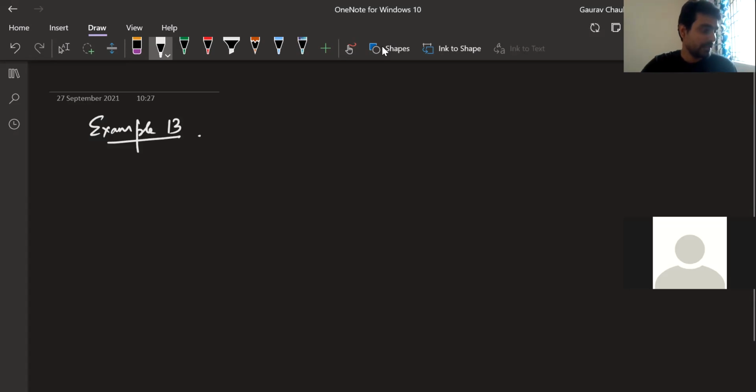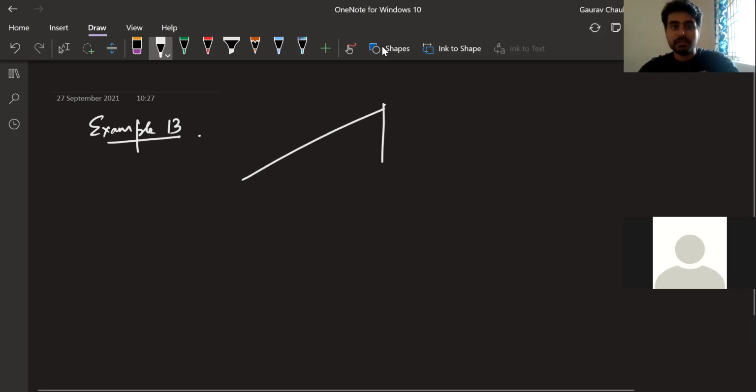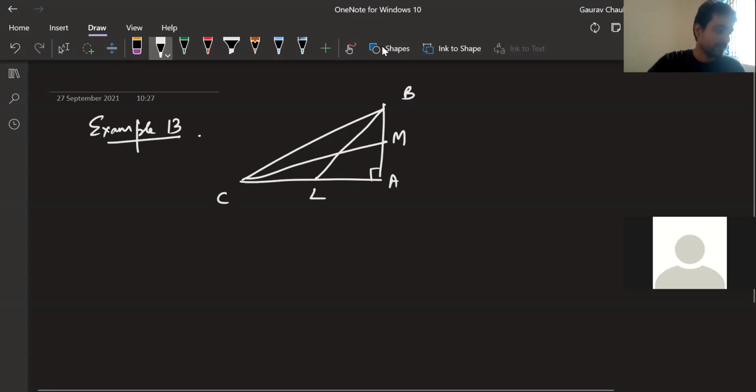Example 13 says BL and CM are medians of triangle ABC. There is a triangle ABC, A is the right angle, and BL and CM are medians of this right triangle.